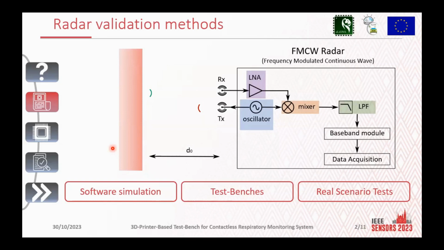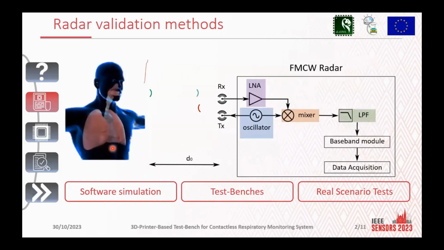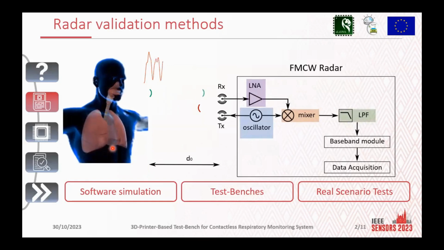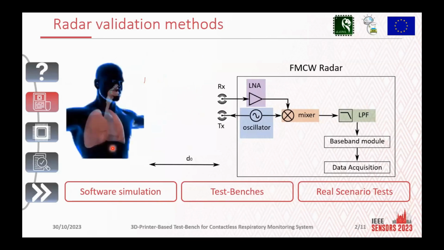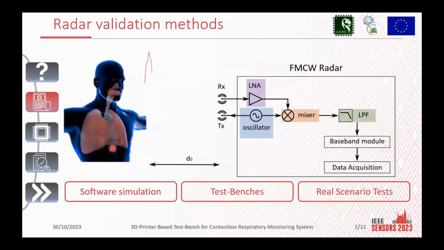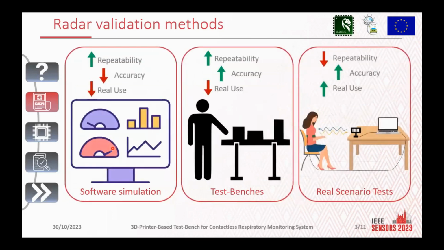And in fact, if we substitute the target with a human thorax, we can analyze the displacement of the thorax. In this way, we can extract some medical features, such as, for example, breathing rate. Radar systems can be validated in 3 different ways: by software simulations, test benches, or real scenario tests. We have analyzed 3 features to compare the 3 different methods.